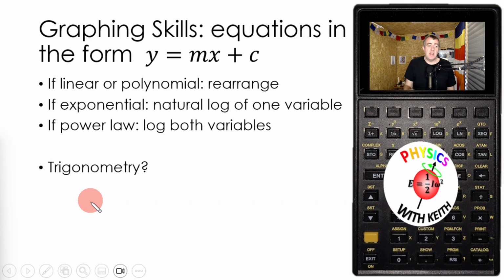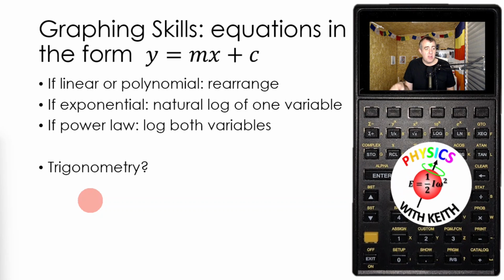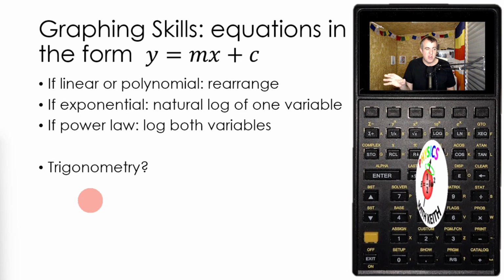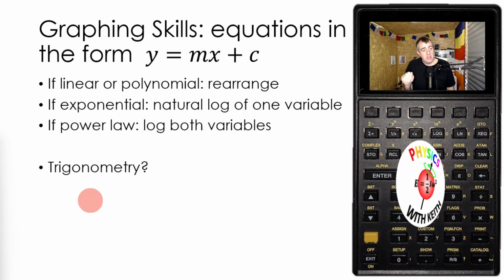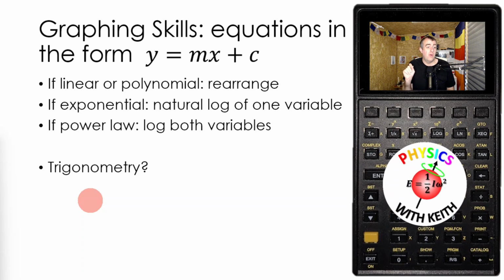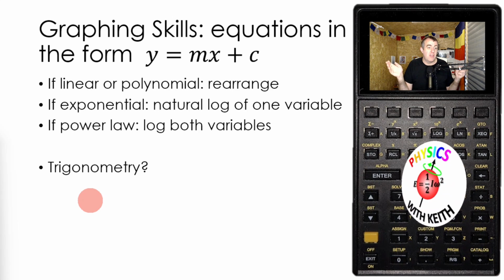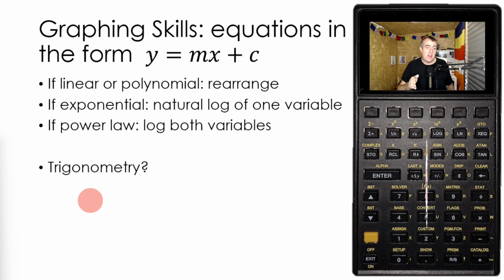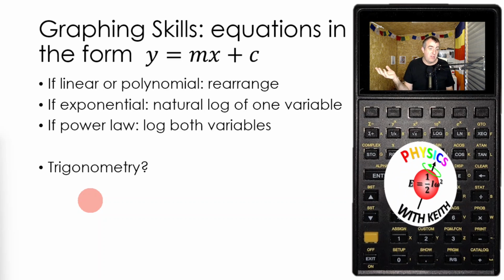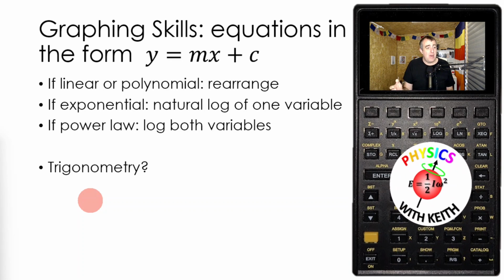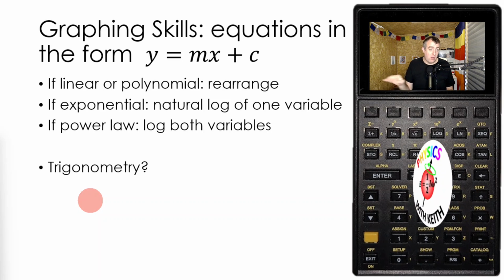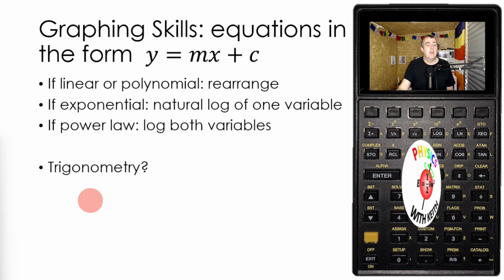So, any linear relationship or any polynomial, you can just rearrange it, usually. If it's an exponential, you're going to have to do the natural log of everything, and then plot the natural log of one of the variables versus the other variable. And if it's a power law, you're going to plot the log of two variables.